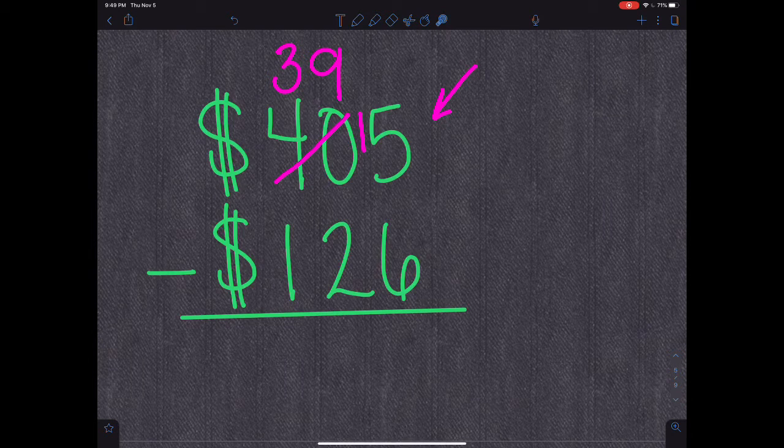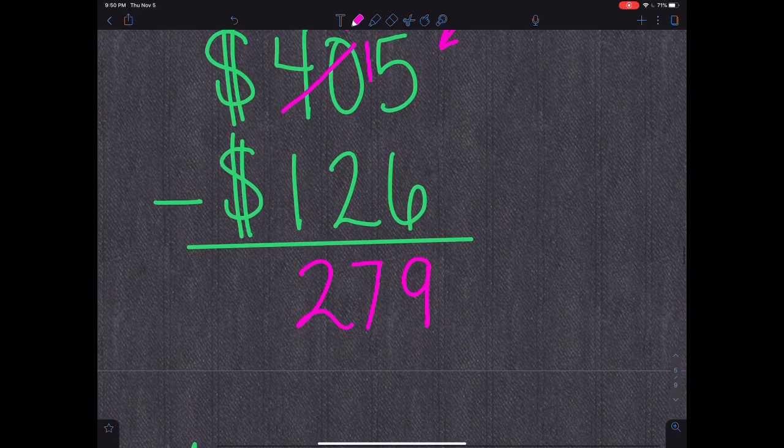And then I can subtract just like before. I'm going to do 15 minus 6, and I'm going to get 9. And then in the tens place, I have a 9 minus a 2, and I'm going to get 7. And then in the hundreds place, I have 3 minus 1, and I'm going to get 2. So I got the same answer, $279, which is the correct answer. I am blown away. I never knew you could do that.